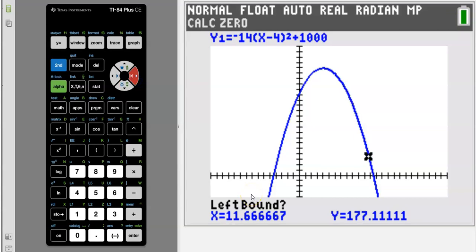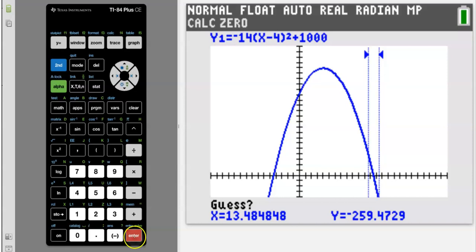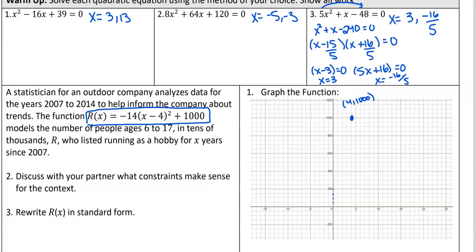Again, it wants you to go to the left side and the right side of the intersection. Okay. So we're on the left side. We're going to push enter. Then we're going to go over. Push enter again. Notice the x-intercept. It's in between those two dotted lines that I just put on there. It has to be in between it. We push enter again. We get a 0 at 12.45. Okay, so 12.45-ish right here.